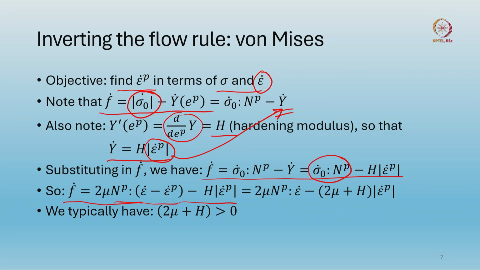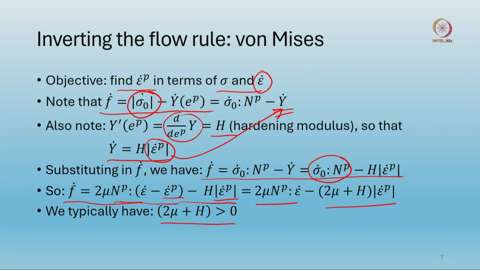Okay. So, therefore, I can rearrange this so that this epsilon p dot here and epsilon p dot here can be clubbed together, leaving the other term which is 2 mu n p colon epsilon dot, right. Now, remember that H is generally, almost always, greater than 0. 2 mu is always greater than 0 for elasticity, it is the shear modulus. So, therefore, 2 mu plus H is typically greater than 0. We will assume that 2 mu plus H is always greater than 0. Okay. Now, this is my expression.